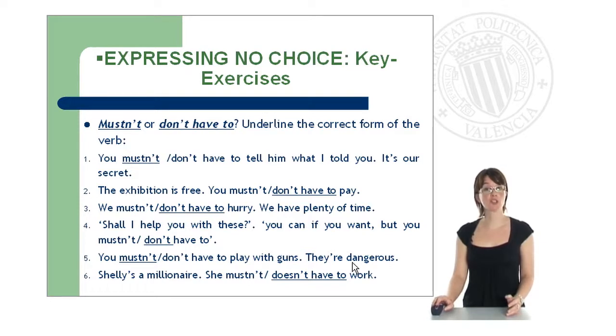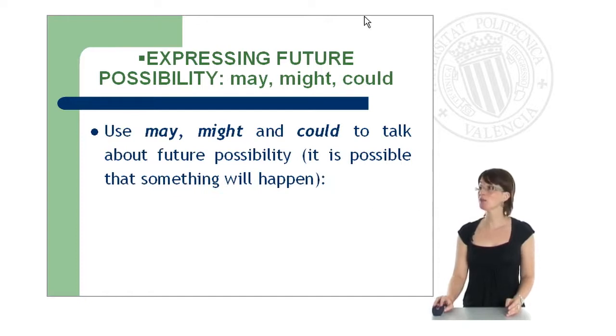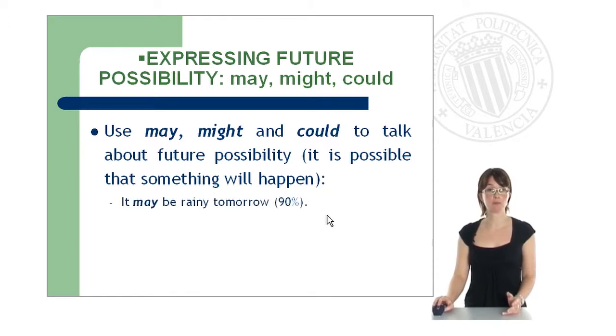Okay, and now we are going to continue with the second group. Expressing future possibility using may, might or could. Use may, might and could to talk about future possibility. This means it is possible that something will happen in the future. Let's have a look at the following examples.